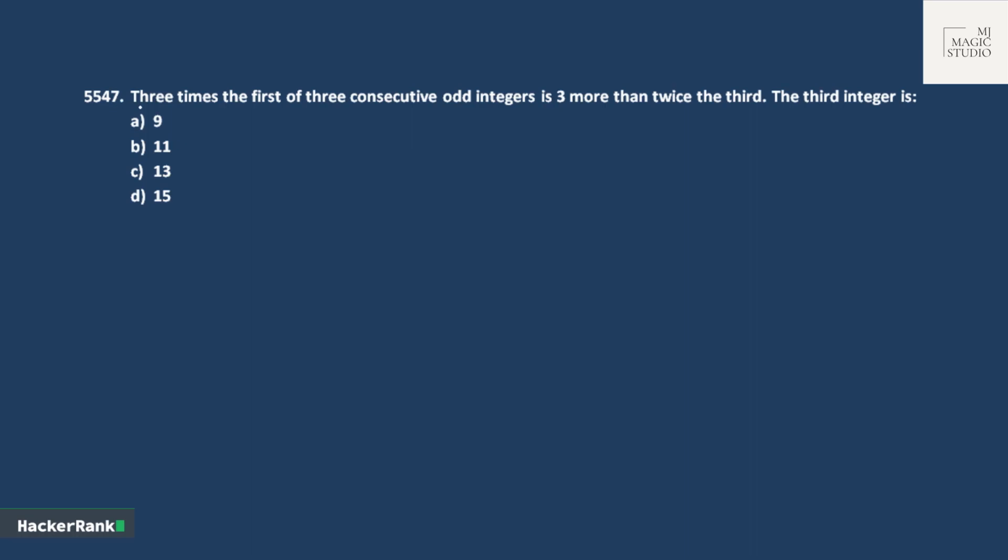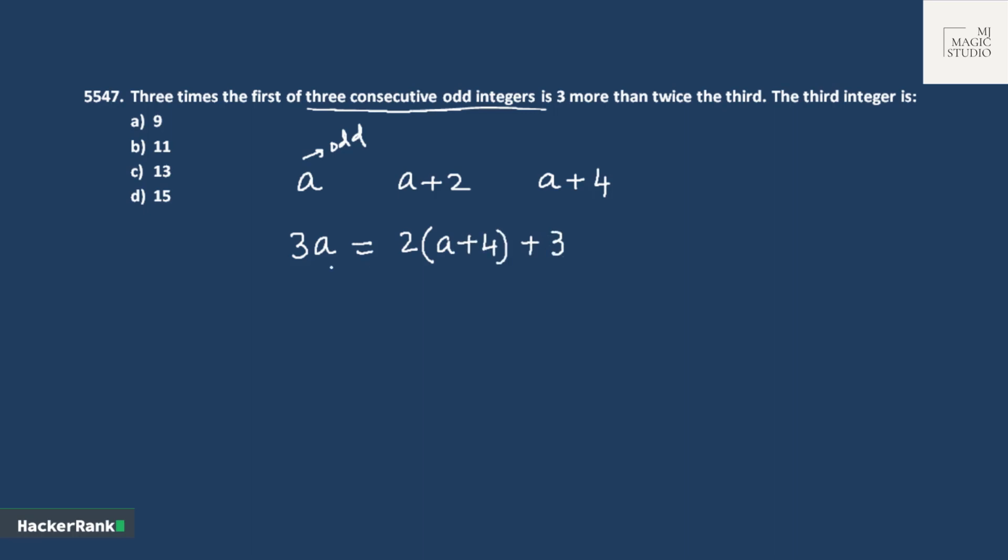Three times the first of three consecutive odd integers. Let the first number be a, the second will be a plus 2, and the third will be a plus 4. Since these are odd integers, a is odd, we have assumed. These are the three consecutive odd integers. Three times the first, that means 3a, is 3 more than twice the third. We can solve this and find the value of a.